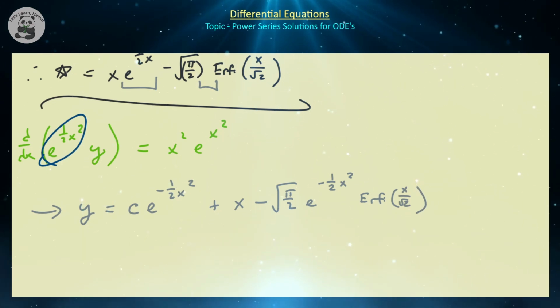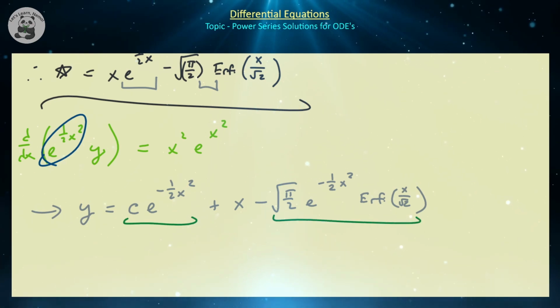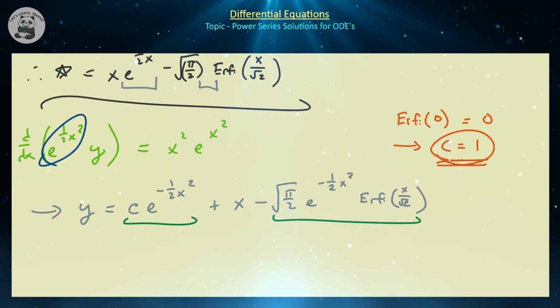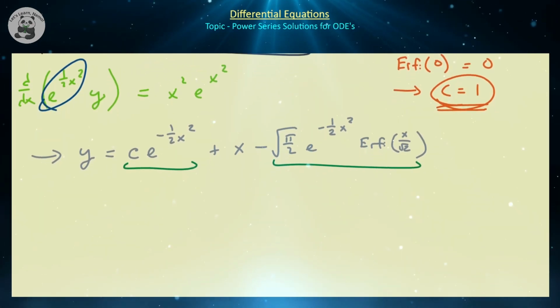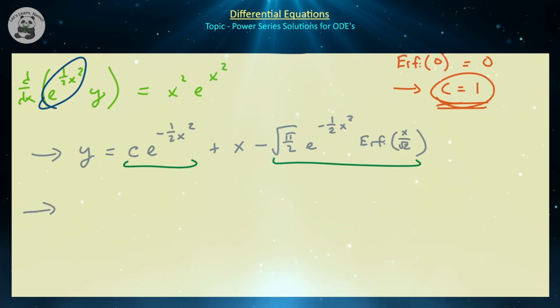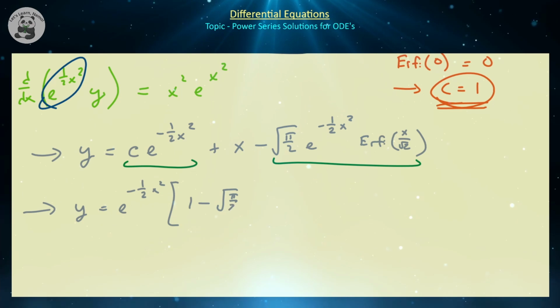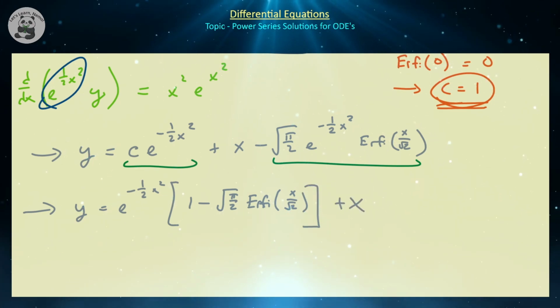Now I have some common terms in terms of that e to the minus x squared, so I'm just going to group those terms together. But if you know anything about this erfi function, if you take the erfi of 0, you will get 0, allowing us to find that this constant actually is equal to 1 for our initial condition that we stated in our original problem. So once you have that 1, then we have that our y is equal to e to the 1/2 x squared of 1 minus the square root of pi over 2 times the imaginary error function of x divided by the square root of 2 plus x.